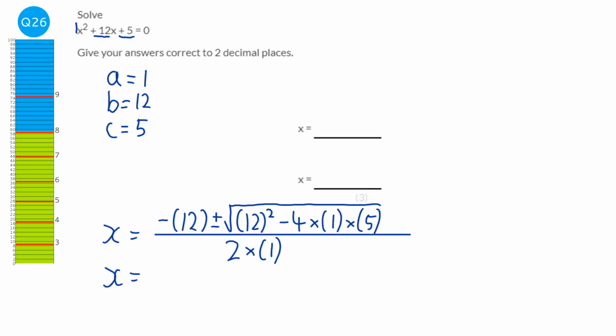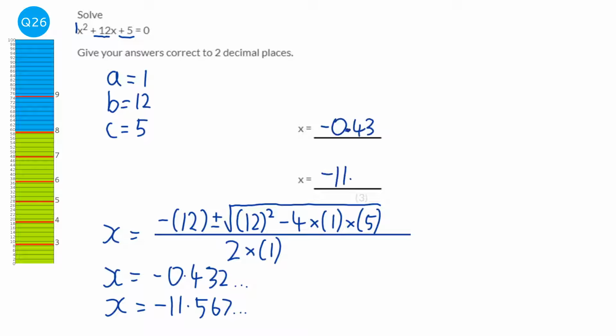And we've got x equals, so we're going to put this into our calculator with a plus there, and if we do that, we get x equals minus 0.432 and so on. Use your calculator to go back and change that for a minus, and you get the value of minus 11.567 and so on. Well, asked for 2 decimal places, so that's going to be minus 0.43 and minus 11.57.